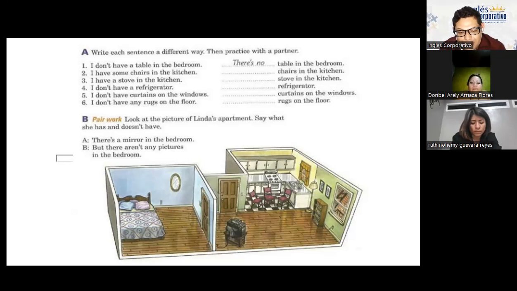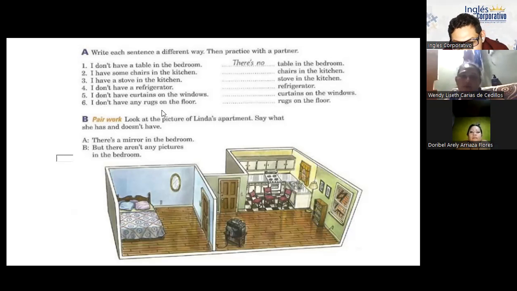Entonces vemos ahí el ejemplo. There are not or there aren't curtains on the windows. La número 6. I don't have any rocks on the floor. There is not rocks on the floor. There aren't. Yes. There aren't rocks on the floor.